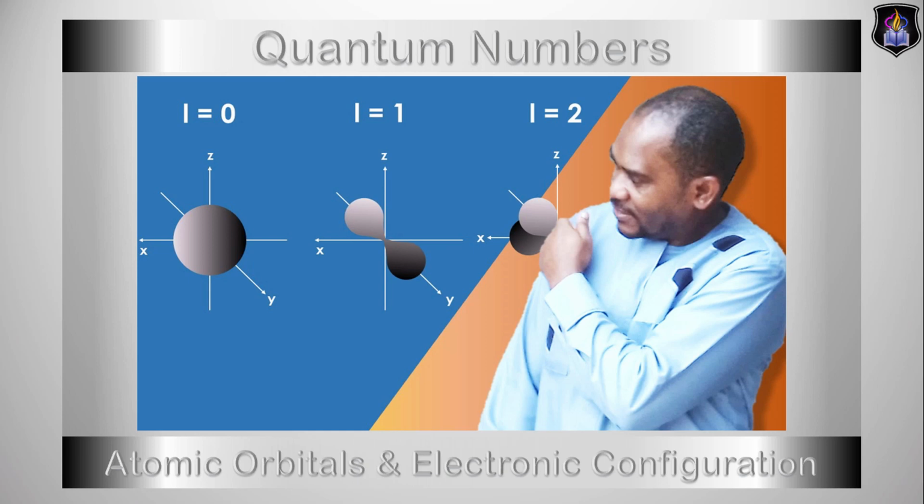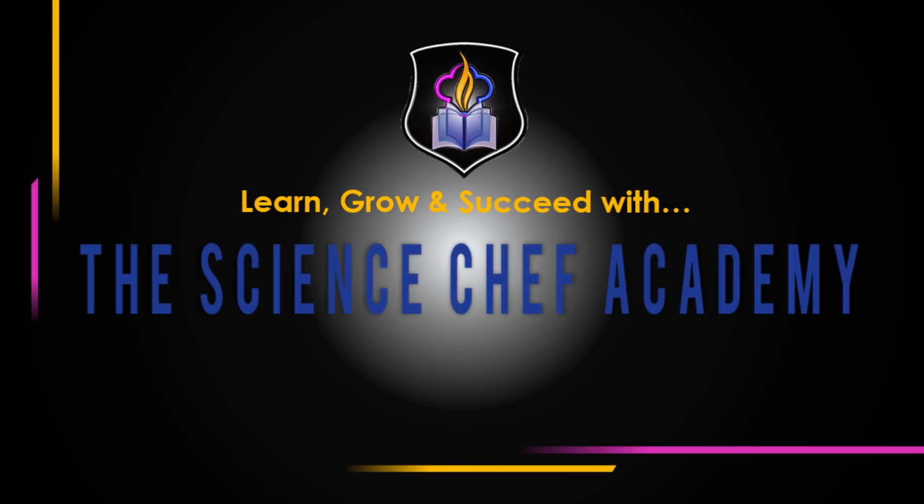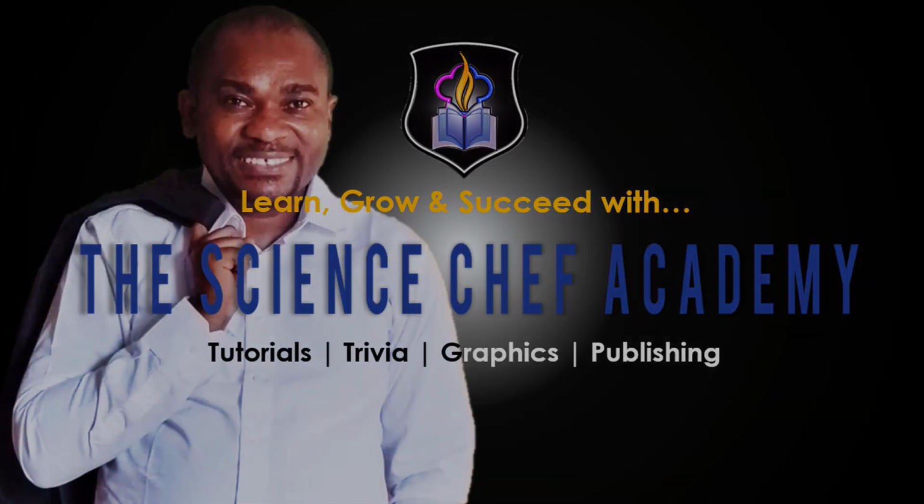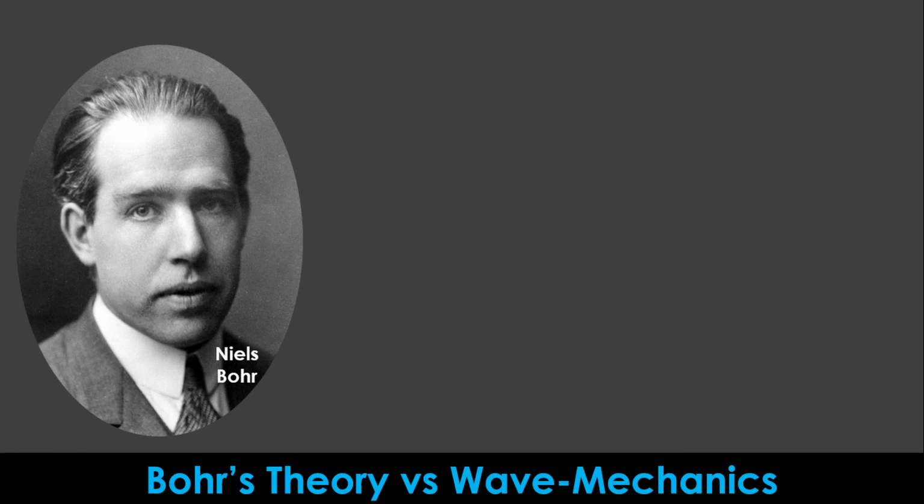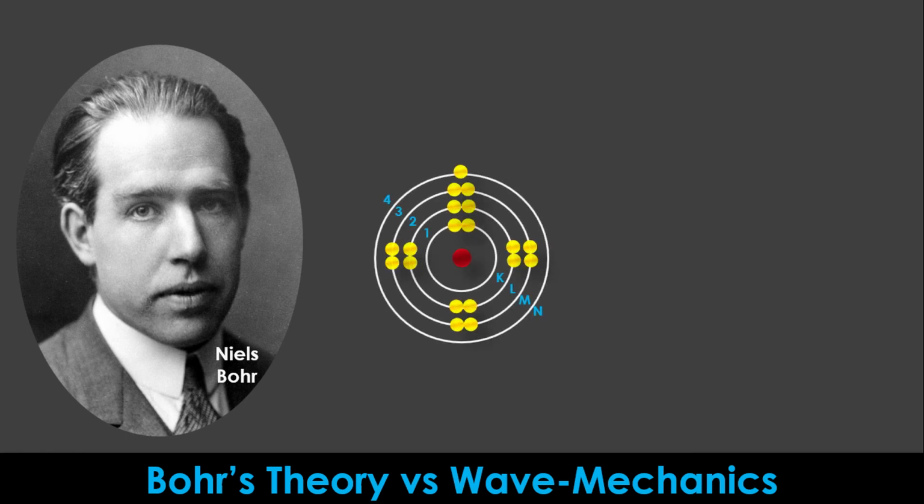In this video, we'll be learning about the quantum numbers and their importance in the electronic configuration of an atom. Niels Bohr, in describing the structure of an atom, proposed that electrons can exist in discrete packets of energy and are restricted to circular orbits or regions with definite quantum energy.